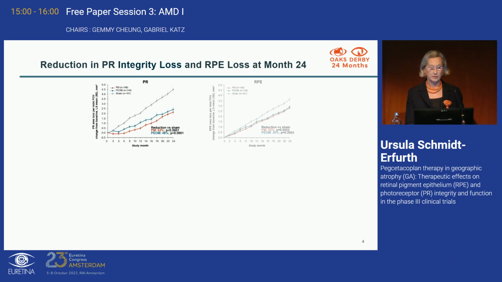Now that we are equipped with such precision tools, we could look on the phase 3 trials, which was OAKS, as seen here. The gray line is always the sham line, and red and blue are monthly and bi-monthly treatment. You can clearly see that in OAKS, at the level of the photoreceptors, the gray line, the progression of the disease, is much faster than the progression at the level of the RPE.